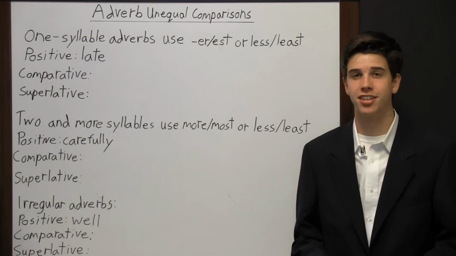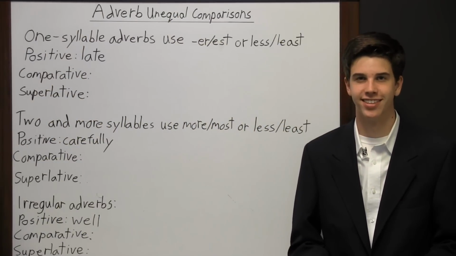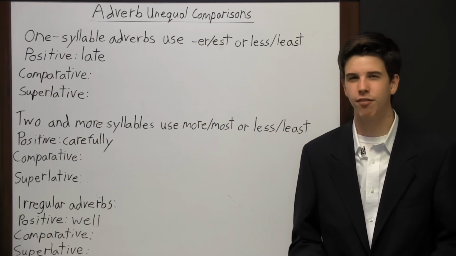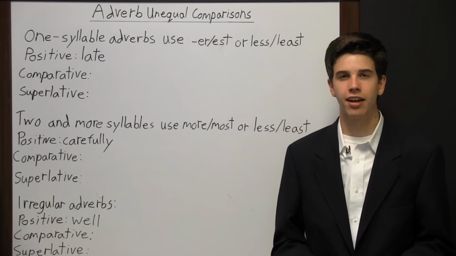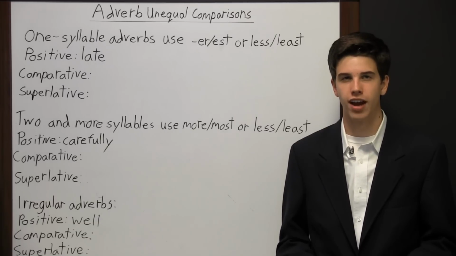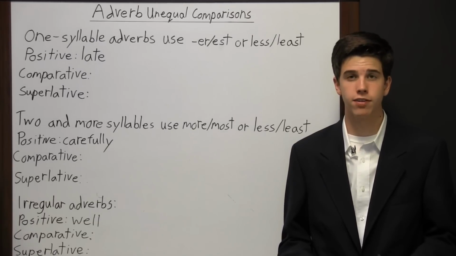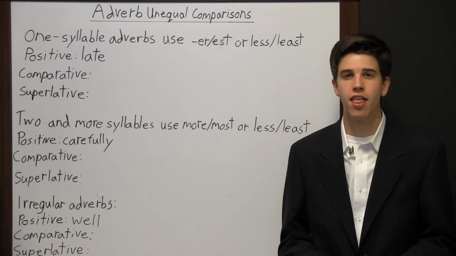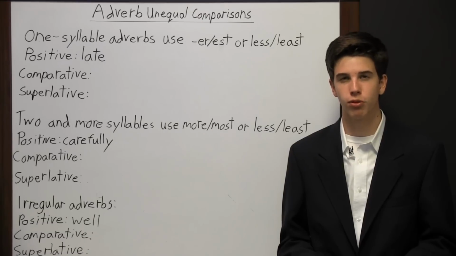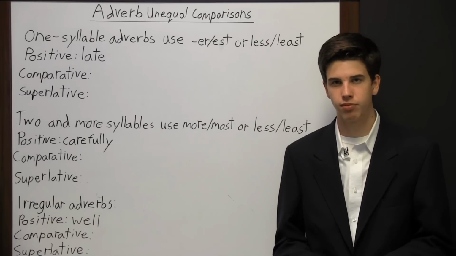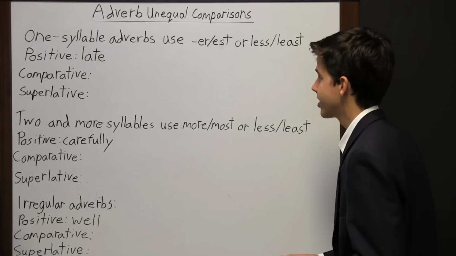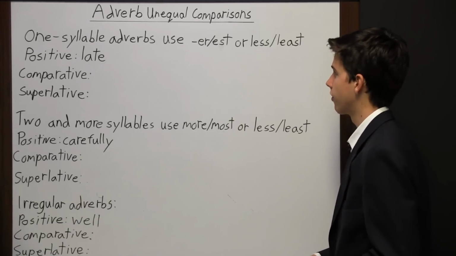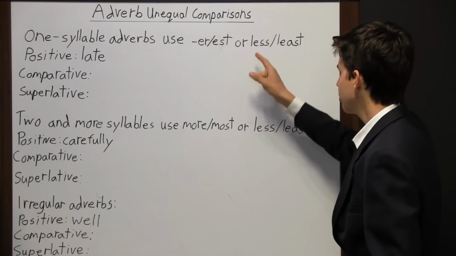ACT, English sentence structure. Adverbs can be used to compare and contrast dissimilar actions. So the comparative form of a word is used to compare two actions, and the superlative form of a word is used to refer to one in a group of three or more that is the outstanding example of the action. So when we're dealing with one-syllable adverbs, we use the suffix er or est, or we use the words less or least.